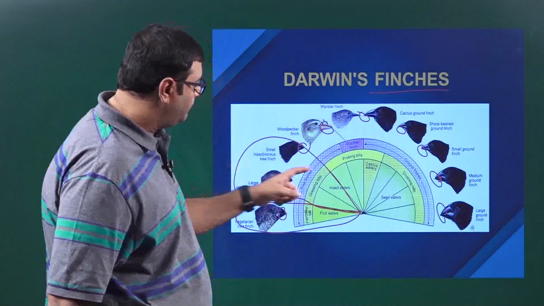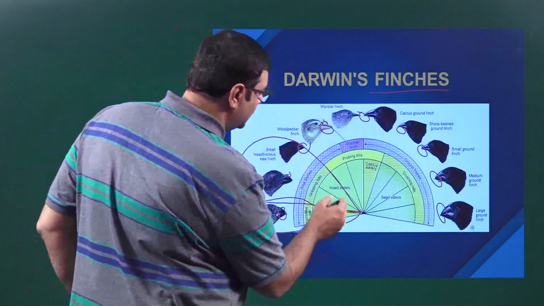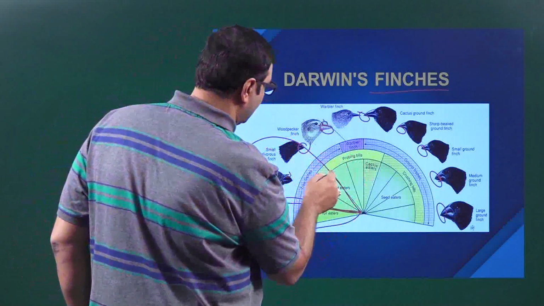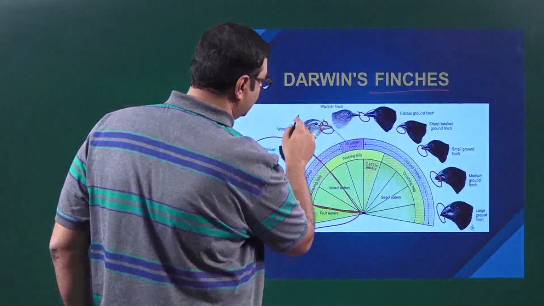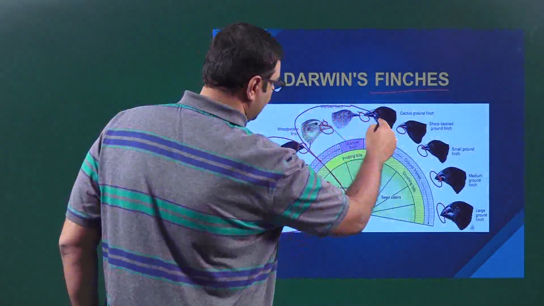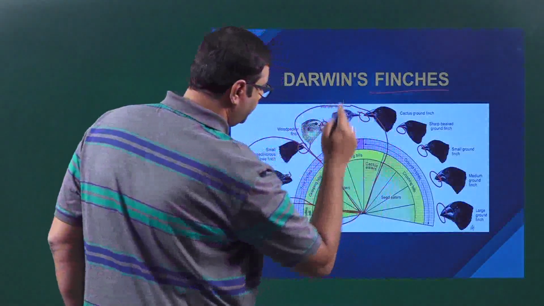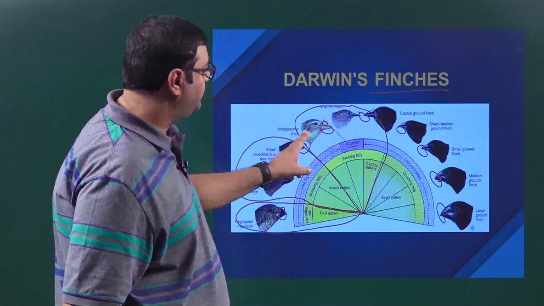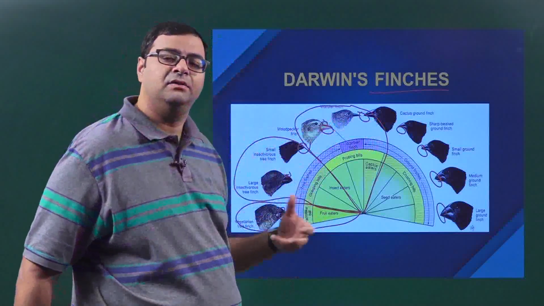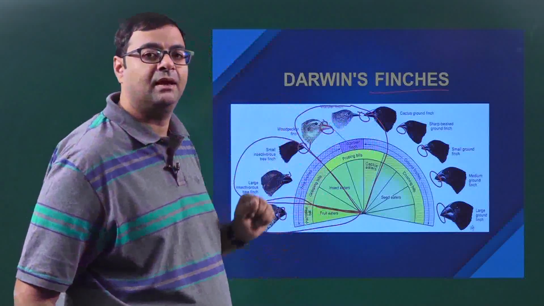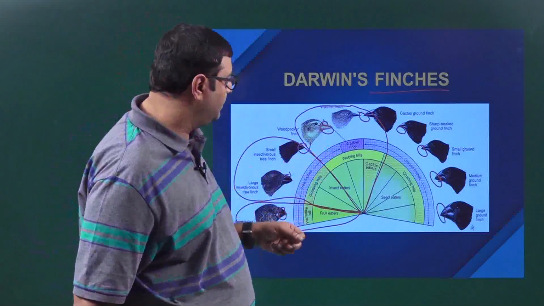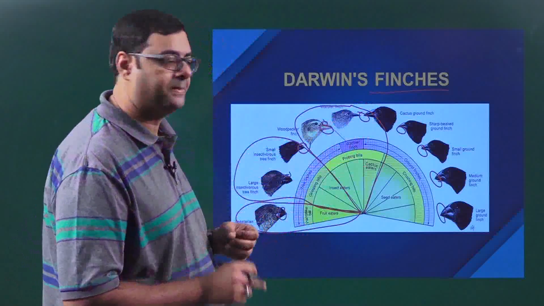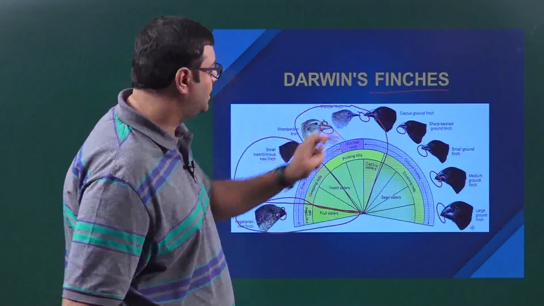Now you have the third set here, which has the probing bills. So you have the woodpecker finch here, then the warbler finch, and then the cactus ground finch. Woodpecker finch, their beaks are adapted to cut through the wood and make nests. Then you have the warbler finch, and the cactus ground finch, which are cactus eaters. So you can see how the beaks are adapted in these.